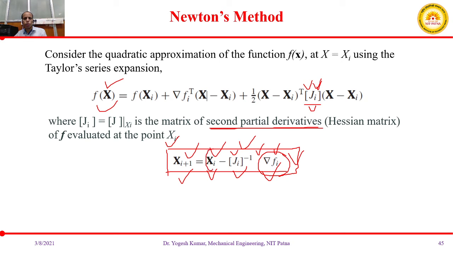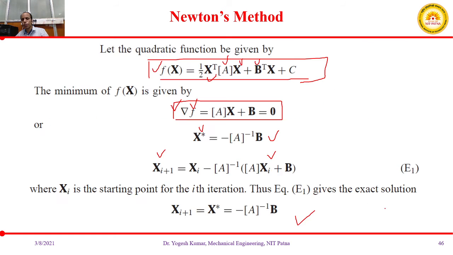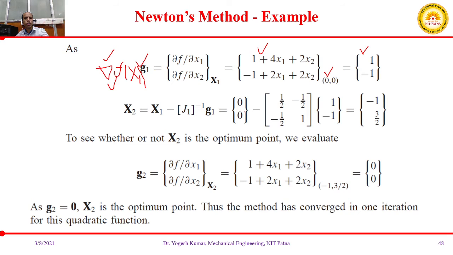Here we have calculated J inverse, then we have calculated the gradient of the function at your starting point. You know your starting point, so what will be the next optimum point? Your next optimum point will be x(i+1), that is x2, equal to x1 minus the inverse of this particular matrix, which was 1/2, minus 1/2, then the gradient of the function at i, so this will be gradient f1, which is written as g1.